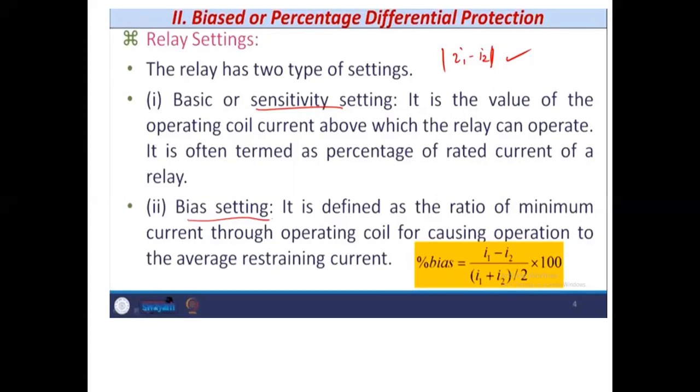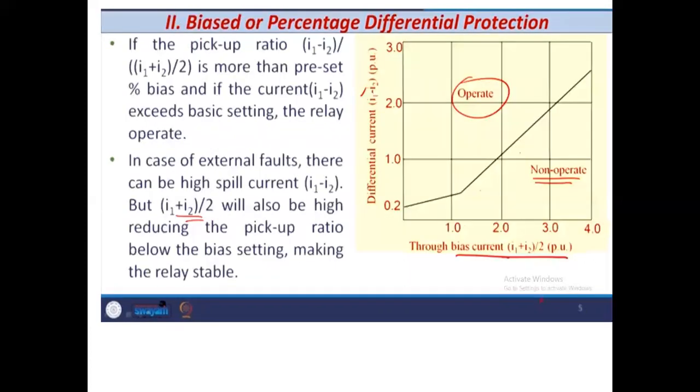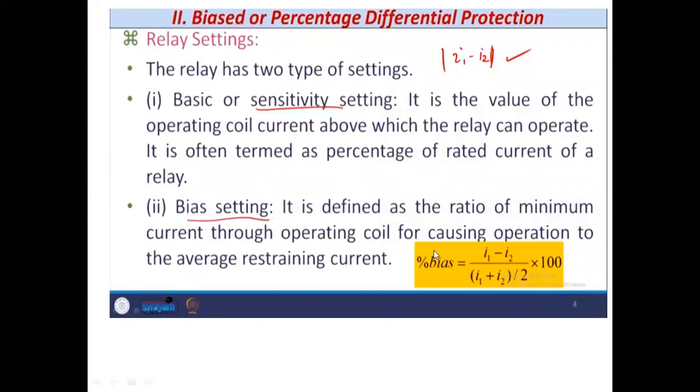The second type of setting is known as the bias setting. Sometimes this is also known as percentage bias, or sometimes the slope setting. The slope setting is given by the ratio of I1 minus I2 divided by I1 plus I2 whole divided by 2. This is the formula. Percentage bias is I1 minus I2 divided by I1 plus I2 whole divided by 2, multiplied by 100.